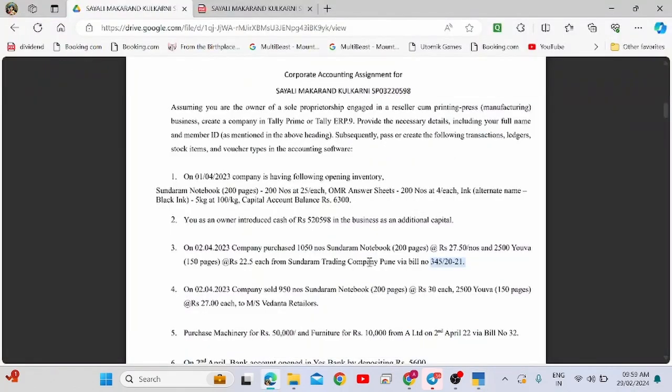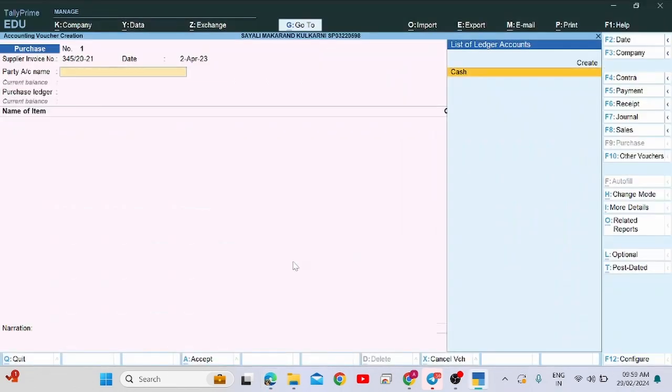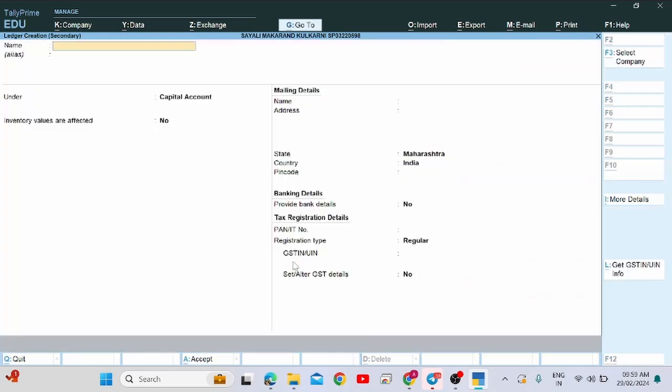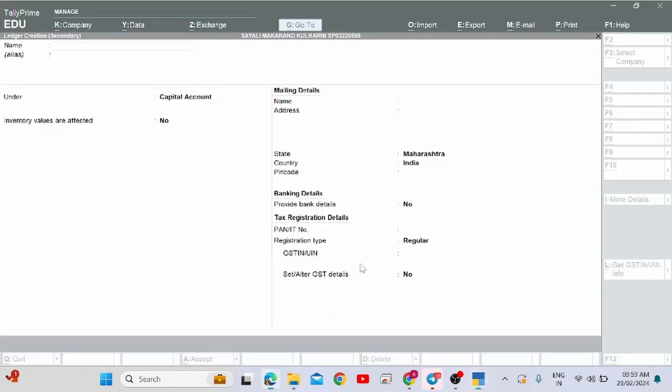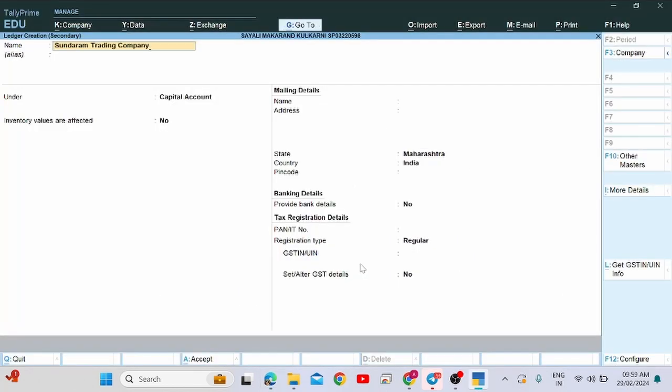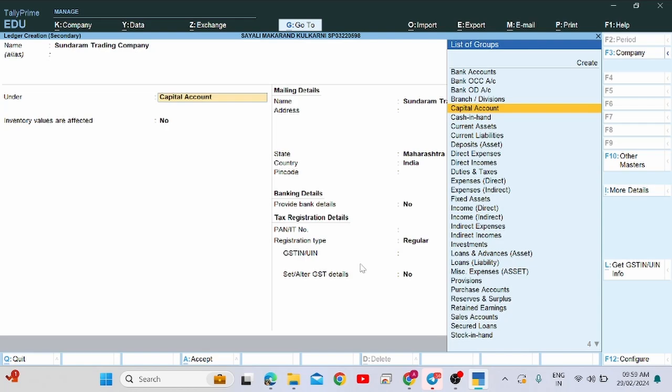Now party name Sundaram Trading Company. First try to type this Sundaram. If you are getting error, that means that Sundaram is not there. Then create it. Create Sundaram Trading Company in Tally. And what is Sundaram Trading Company? Sundaram Trading Company is the ledger for you. Correct. This is the vendor you have purchased from, Sundaram, but to pass the entry you have to create Sundaram Trading Company's ledger. Now I am creating the ledger here in my company.